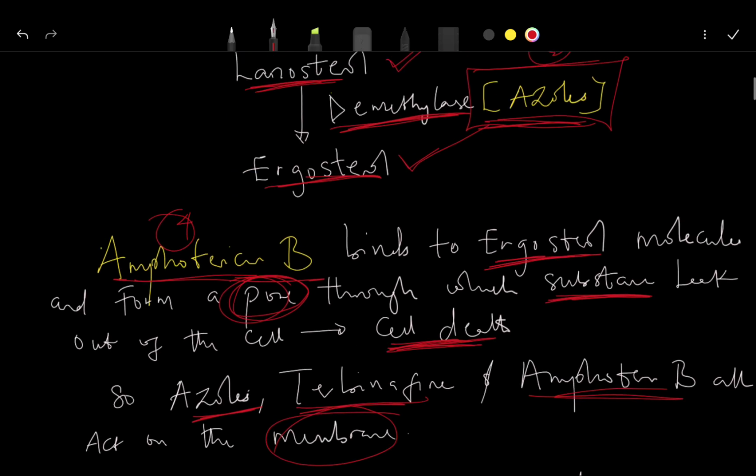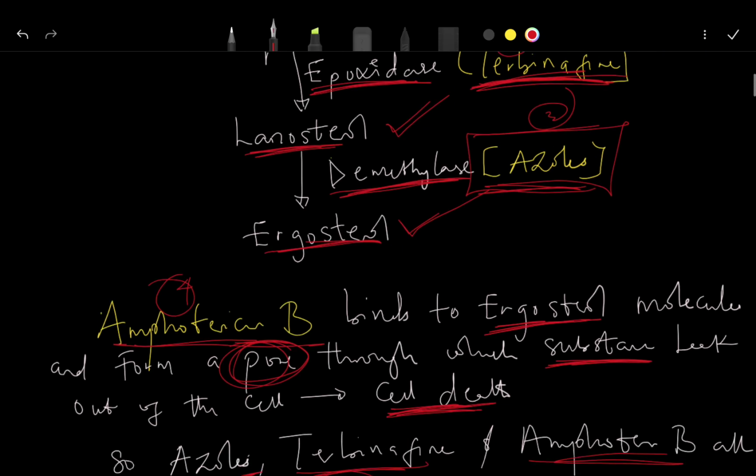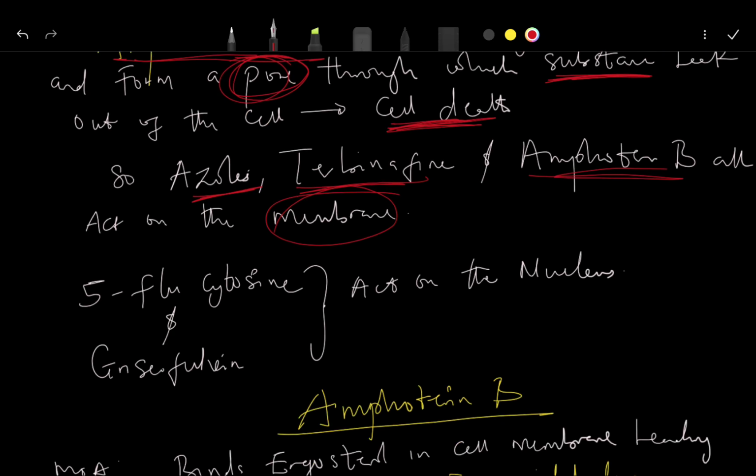Moving now to the nucleus, there are two drugs that act at the nucleus level. The first one is 5-flucytosine, and the second one is griseofulvin. These two drugs act on the nucleus. As we proceed, we will get to see their mechanism of action.